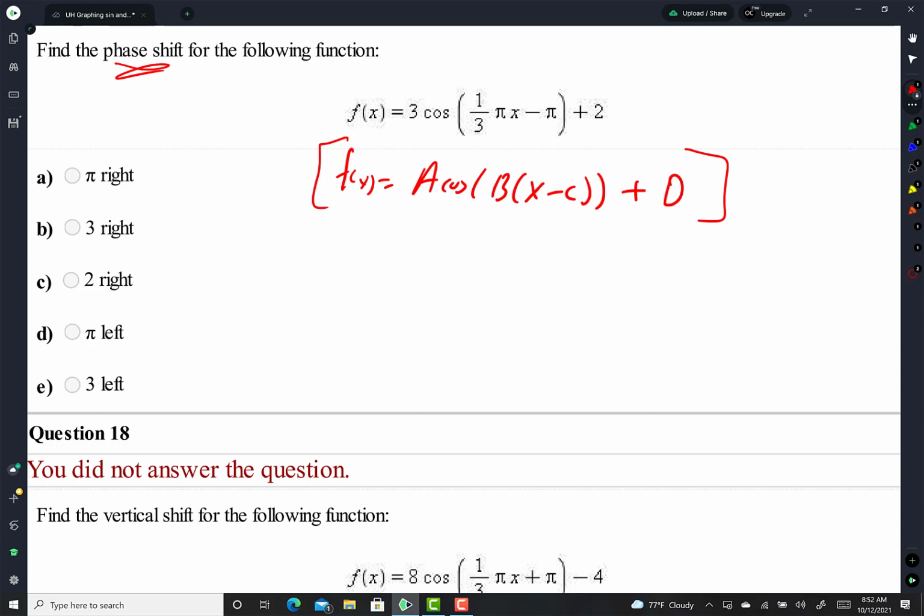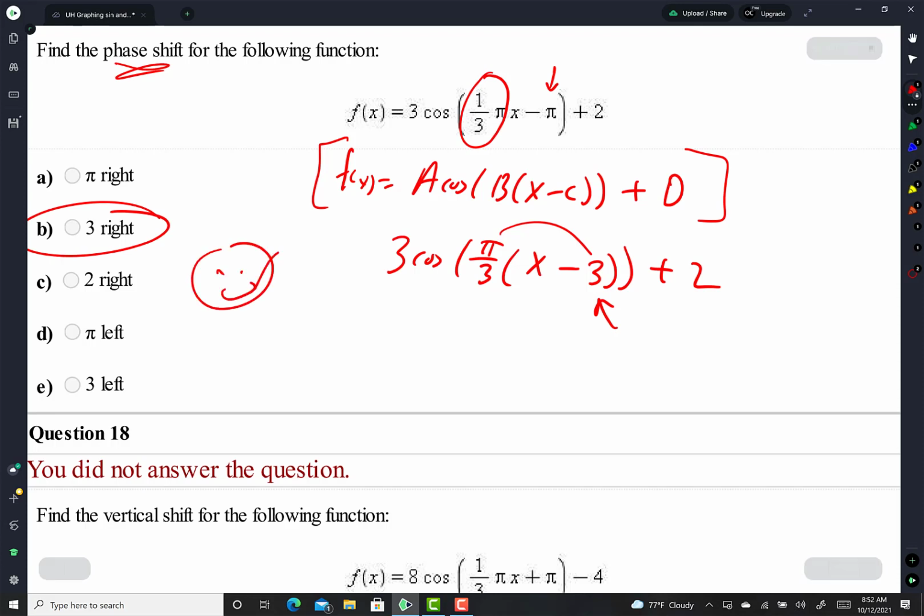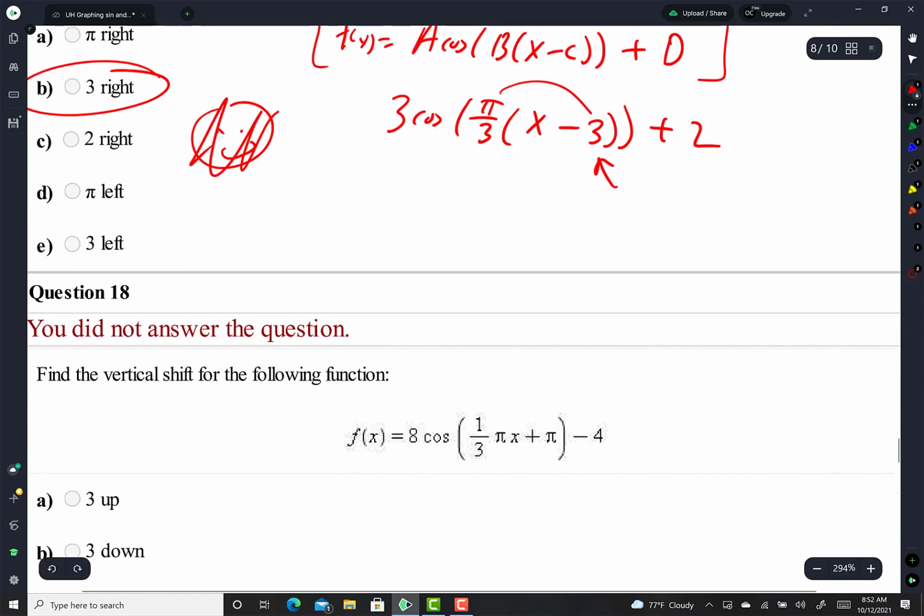So what you've got to do, guys, is factor out pi over 3. So here we go. 3 cosine pi over 3, open parenthesis, x minus, well, when I distribute, I better just get a pi. So that means I have to have a 3 plus 2. Because 1/3 of pi, when I multiply by 3, that 3 goes away and I just get a pi. Do you guys see that? So there it is. I just moved 3 to the right. Cool or not cool, guys?